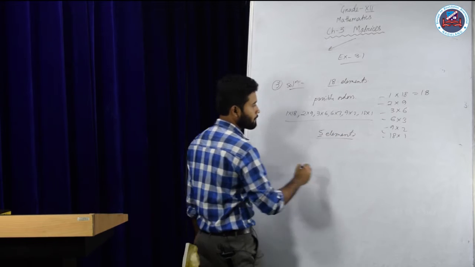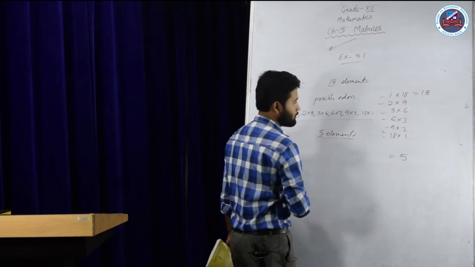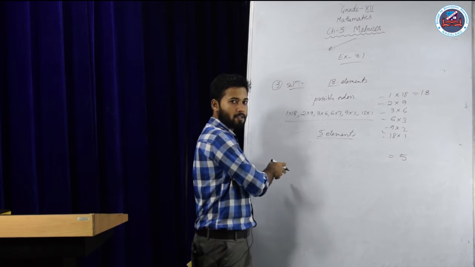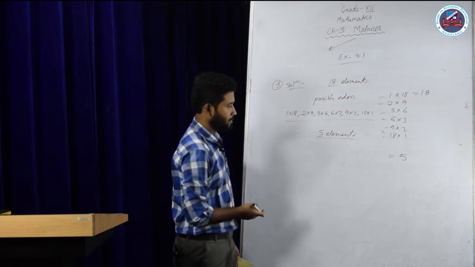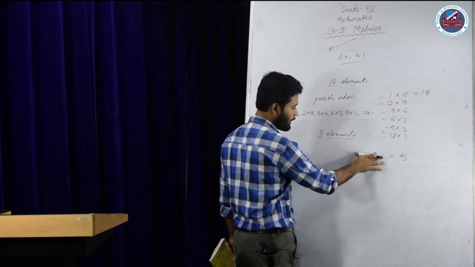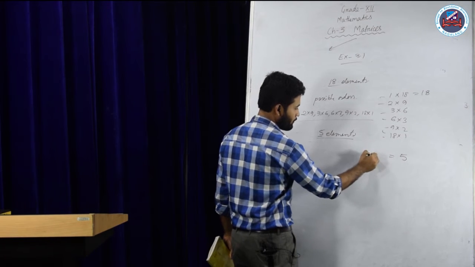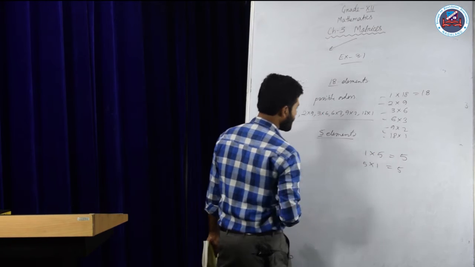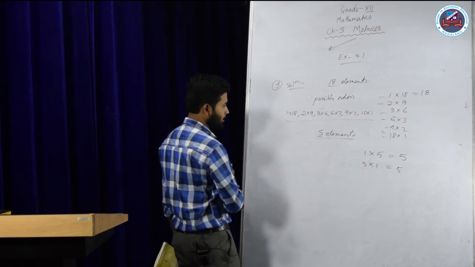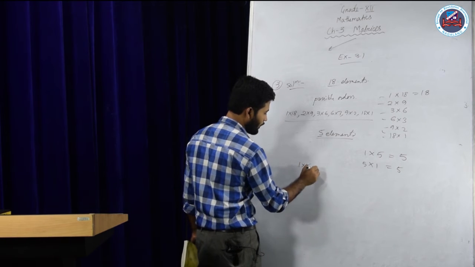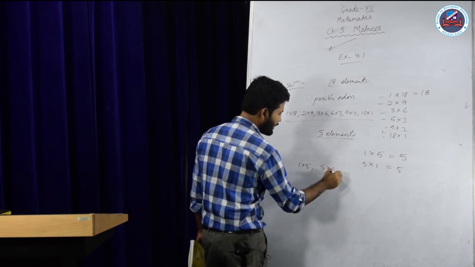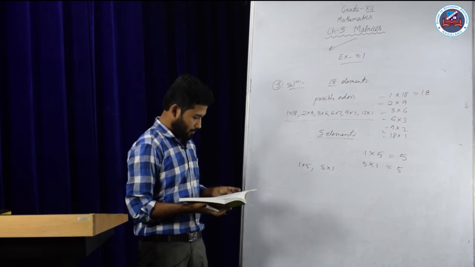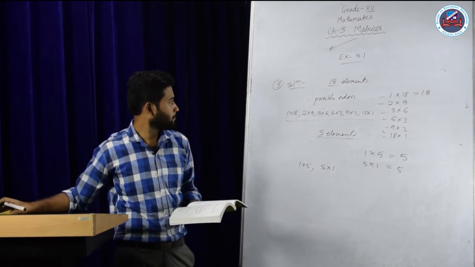Now, how to check? So we know that the number of elements is given by the number of rows into the number of columns. So by multiplication of what two numbers can we get 5? We have only two options, either 1 into 5 is equal to 5 or 5 into 1 is equal to 5. So if there are 5 elements, then the order can be either 1 by 5 or 5 by 1. So there are only two possible ways. Okay? So this is our number 3.